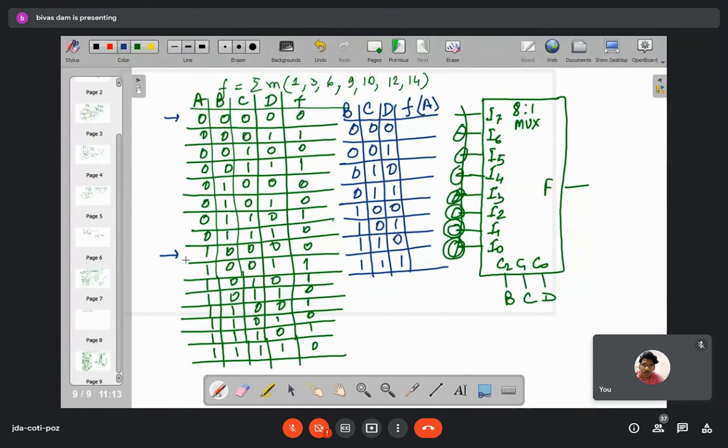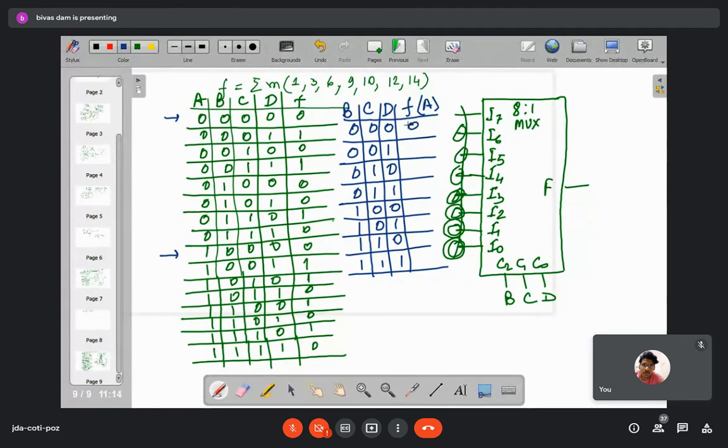Now, in case A is 0, in presence of BCD 0, 0, 0, what is the required output? 0. In case A is 1 for 0, 0, 0 BCD, what is the required output? 0. So that means it does not matter whether A is 0 or 1. With respect to the value of A, F should be 0. So what should the F be for BCD 0, 0, 0? 0.